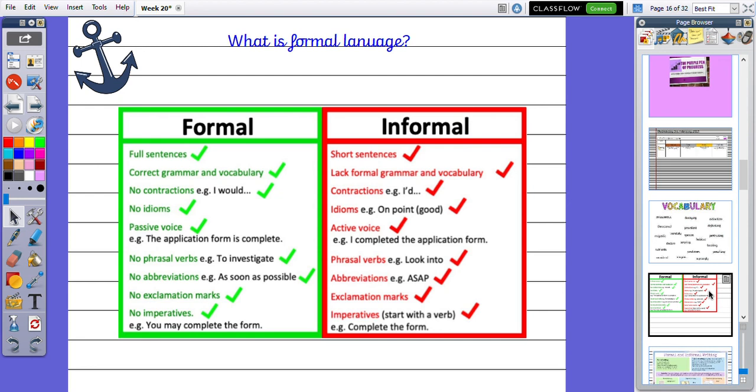So for example, I wouldn't say should've, would've, could've. I would say should have, would have, could have. I wouldn't say can't or don't. I would say cannot, do not, and so on. Okay, so we try and avoid those.